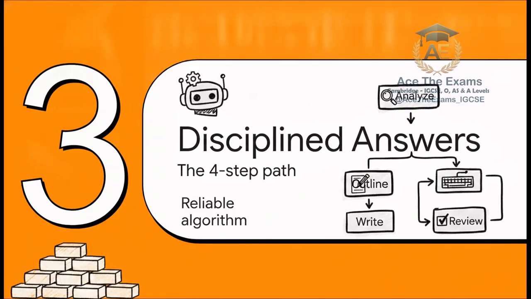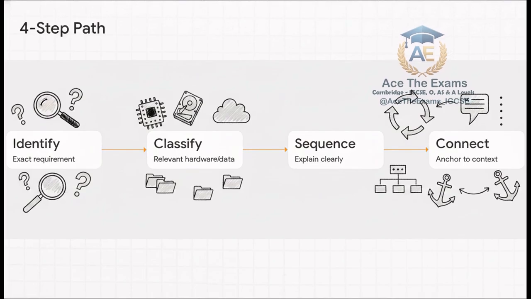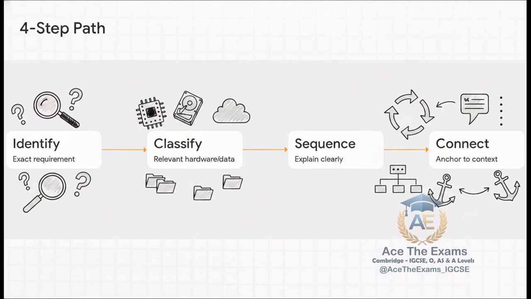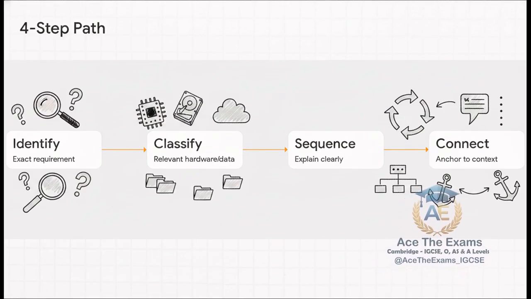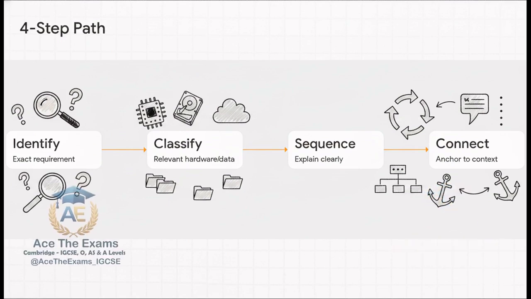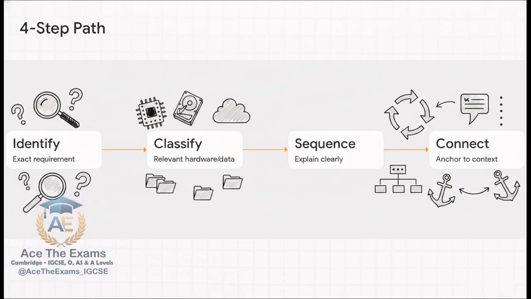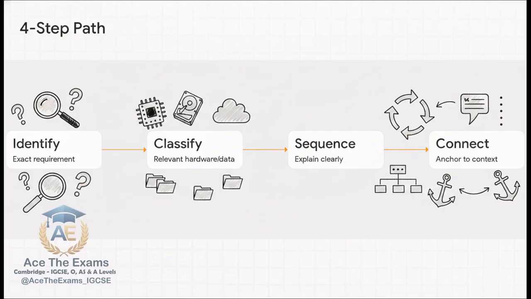Let's look at part 3, the disciplined answering path. You can think of this as a highly reliable algorithm for your exam responses. First step, identify exactly what the question wants. Is it asking for causes, effects, maybe design decisions? Second, classify the hardware or software involved. Third, sequence your explanation so logically that even a total beginner could follow it. And finally, step 4, anchor it right back to the specific scenario they gave you. If you follow this, you're going to build an examiner-approved response every single time.